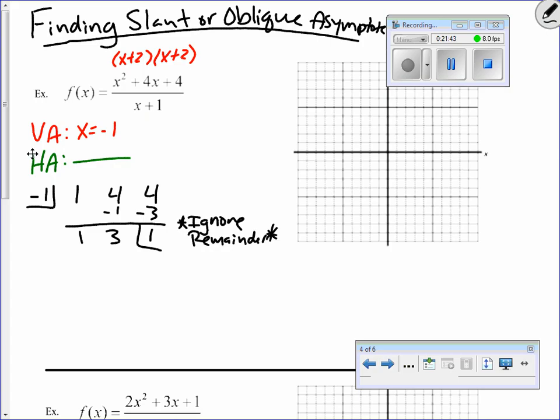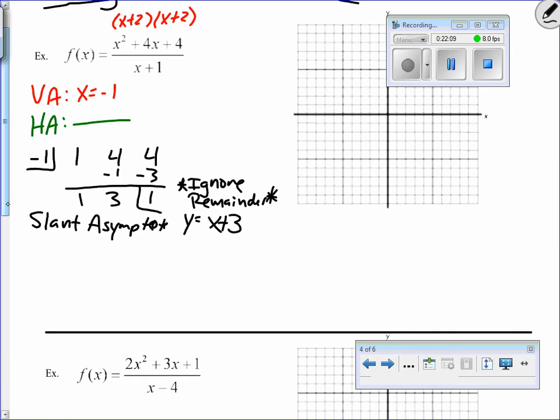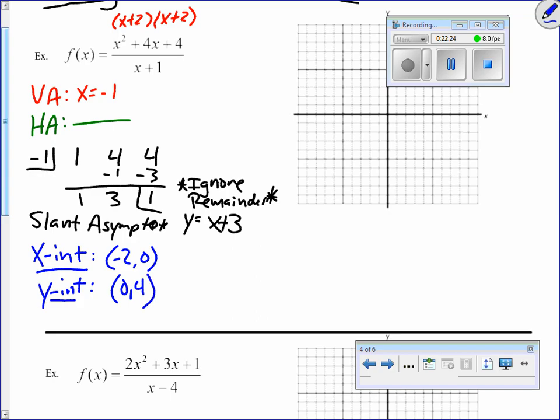So it turns out our slant asymptote is going to be x plus 3. That actually is the line of our slant asymptote. Actually, instead of writing at, we're going to say y equals x plus 3. And let's go ahead and quickly find the x and y intercepts. We'll get those as some nice points. The x-intercept, I'll just tell you where that is, is going to be at negative 2, 0. And the y-intercept, I'll tell you where that is. It's going to be at 0, 4.